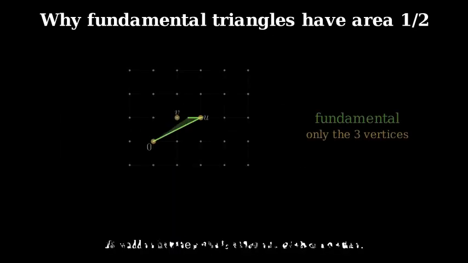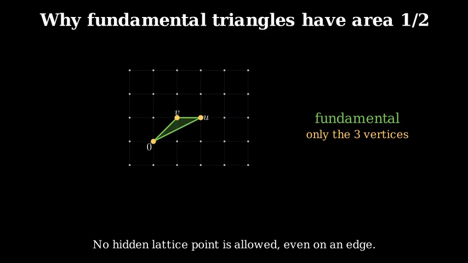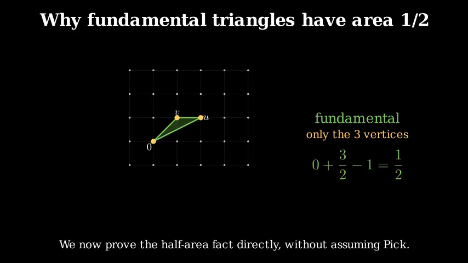A fundamental triangle is a lattice triangle with no lattice points except its 3 vertices, none inside and none in the middle of an edge. For such a triangle, Pick's right-hand side would be 0 plus 3 halves minus 1, or 1/2. So we must prove, without using Pick's theorem, that its area really is 1/2.